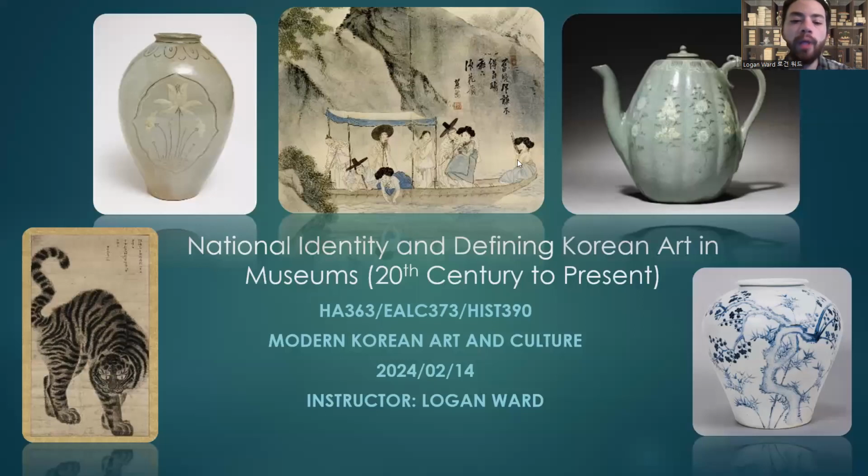Okay, so we are talking today about national identity and defining Korean art in museums. And we are in week 5, which is not written here, but it should say week 5. And we are going to talk about ceramics today. Mostly we're going to learn how to analyze a ceramic object, actually, which is related to what you read about, right?